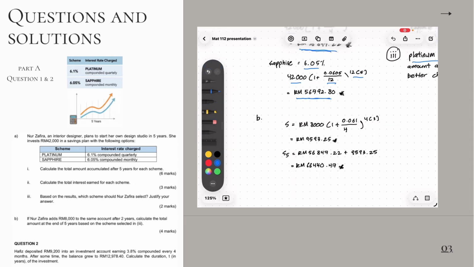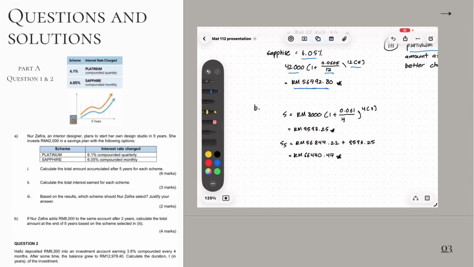For question B, they ask if Nur Zafira adds 8,000 to the same account after 2 years, calculate the total amount at the end of 5 years based on the scheme selected. So based on question A, we selected the platinum scheme, so we have to use the compound interest formula again. For this one, we just put the input, which is 8,000 (1 plus the interest rate for the platinum scheme over 4), same thing.